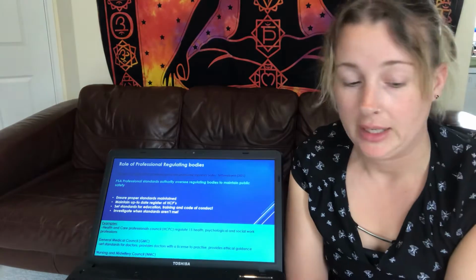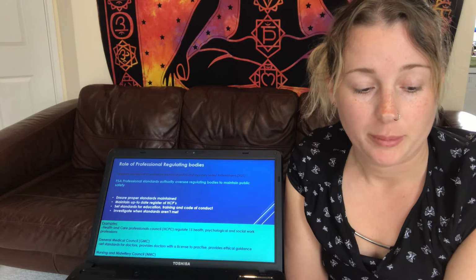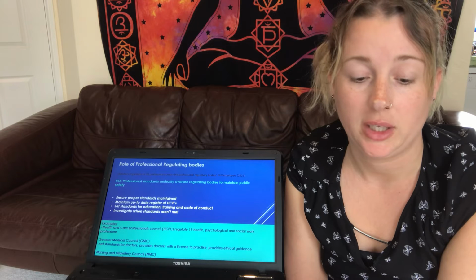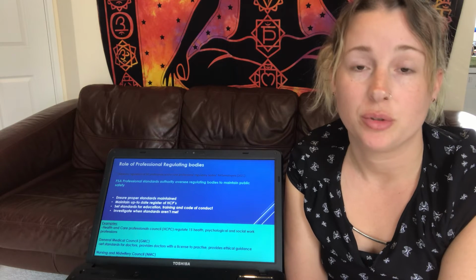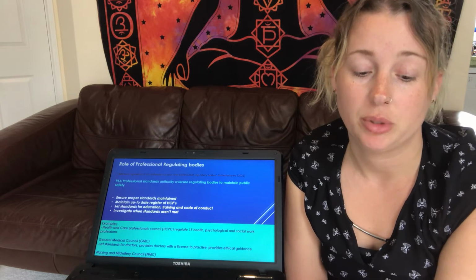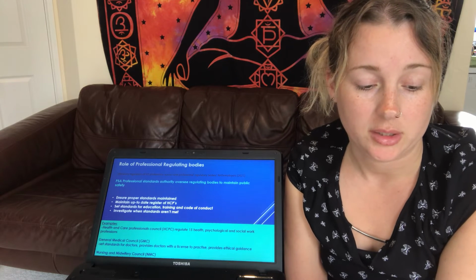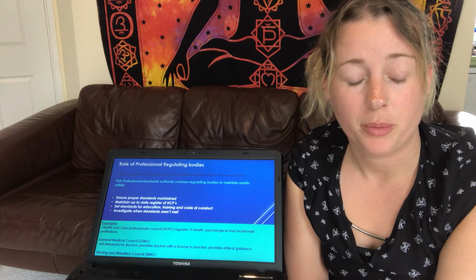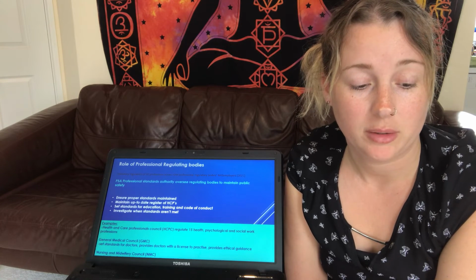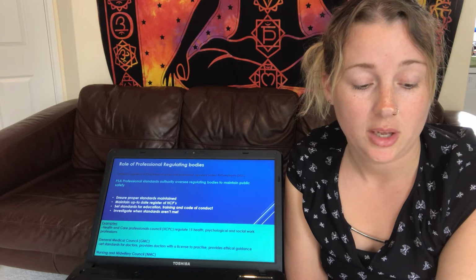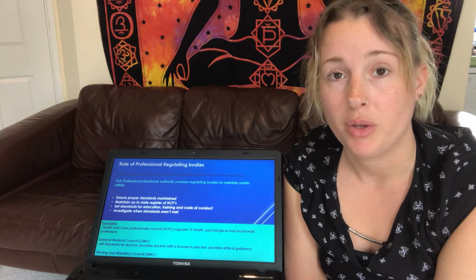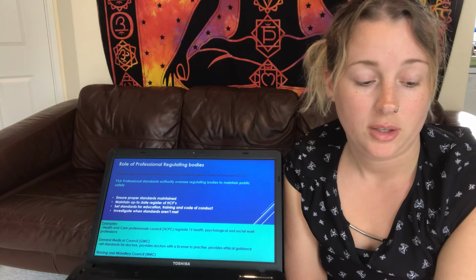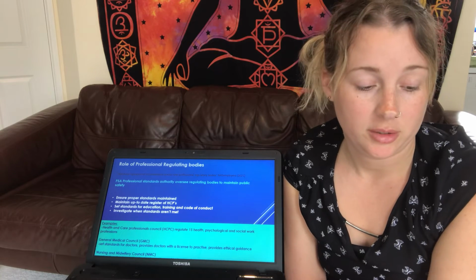Role of professional regulating bodies. There is a statutory regulation of 32 professions across 9 professional regulating bodies. The PSA, Professional Standards Authority, oversee regulating bodies to maintain public safety and standardisation. So this ensures proper standards are maintained by the regulating body, by all of the healthcare settings, maintain an up-to-date register of healthcare professionals, set standards for education, training and code of conduct, and investigate when standards aren't met.